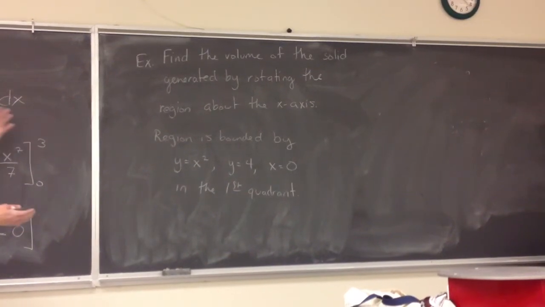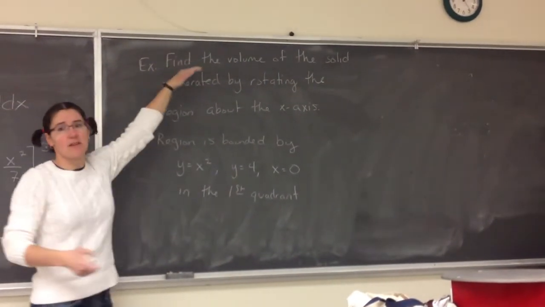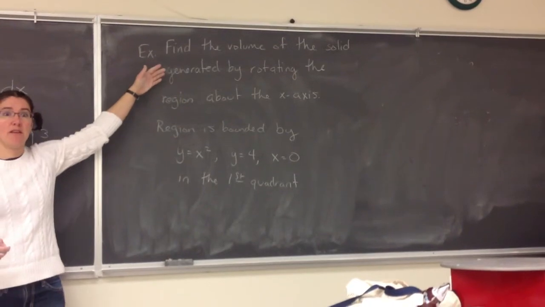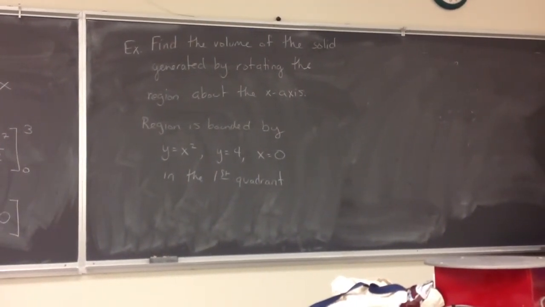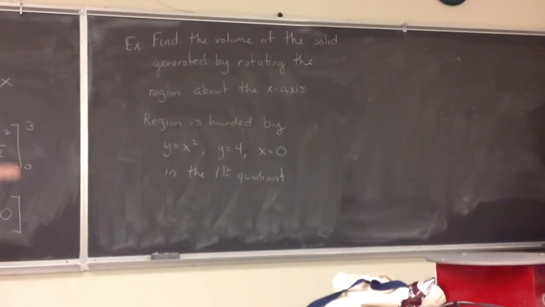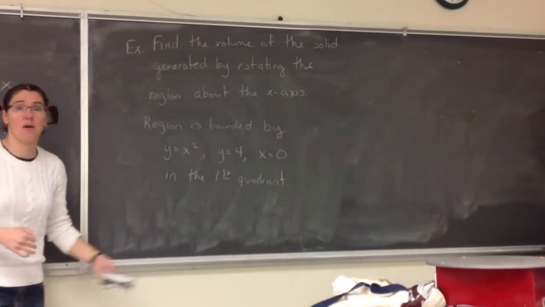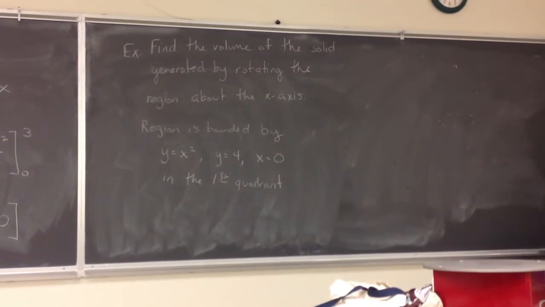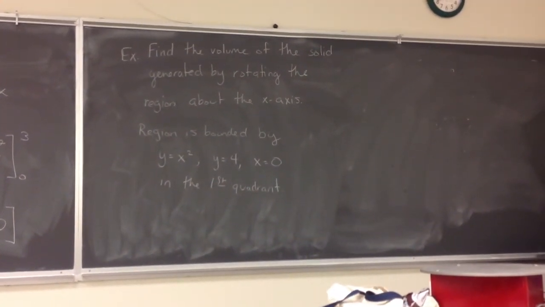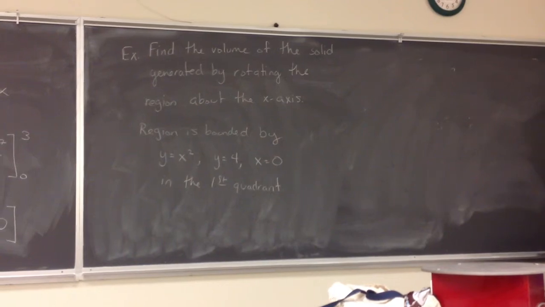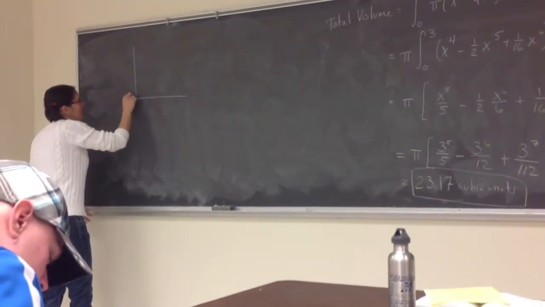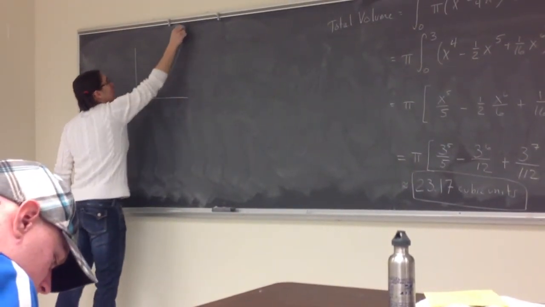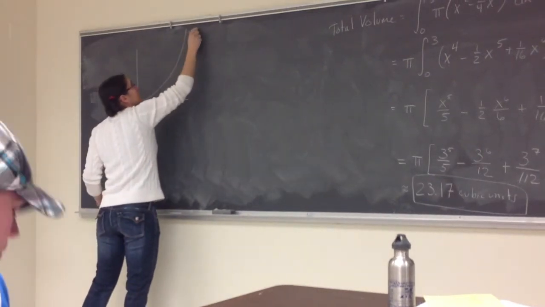Okay, so there's a lot of description going on here. We're talking about finding the volume of a solid, and so that means that we are going to be starting with some flat two-dimensional picture and then rotating around the x-axis. So the first thing we want to do is to identify what this flat two-dimensional picture looks like. I already know what y equals x squared looks like. I also know that we're only looking in the first quadrant. So here is y equals x squared.